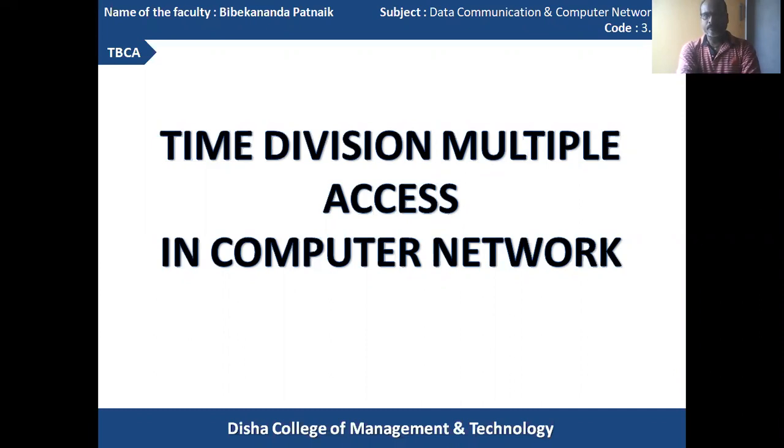In this section, we will learn about TDMA, that is time division multiple access. Before starting this section, we should know the concept of multiple access technique or system.